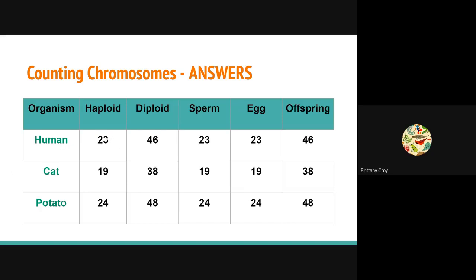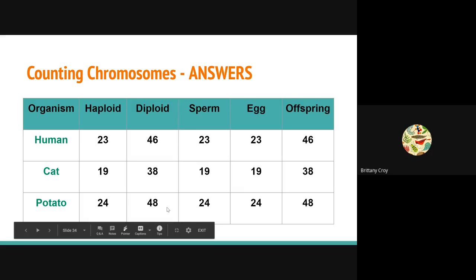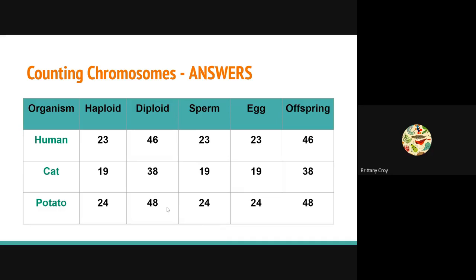So if you know the haploid number is 23, the diploid number is going to be double that. 23 times 2 is 46. Sperm and egg are sex cells, so they have to have the haploid number, whereas the offspring, a normal organism, hopefully has the diploid number if everything goes well. By the way, cats really do have 38 chromosomes, and potatoes have 48, which is more than humans. You can Google if you're interested in knowing how many chromosomes a specific organism has.